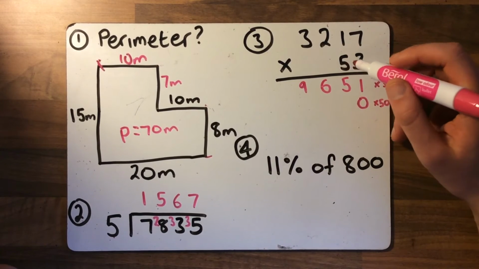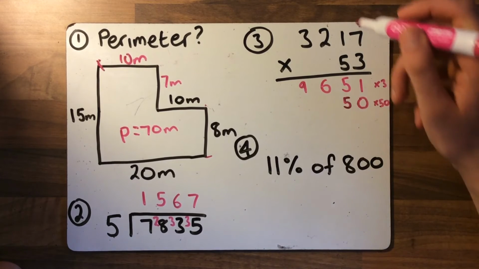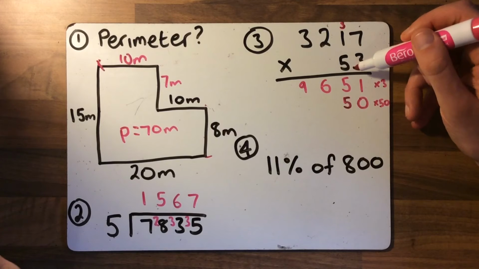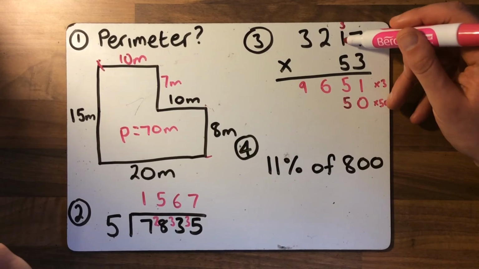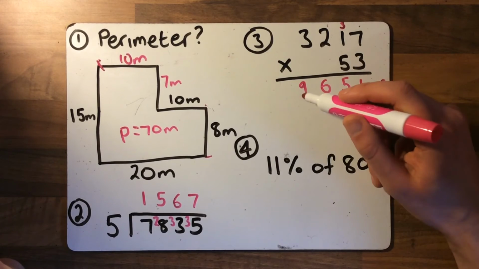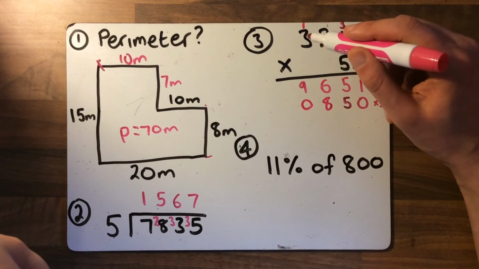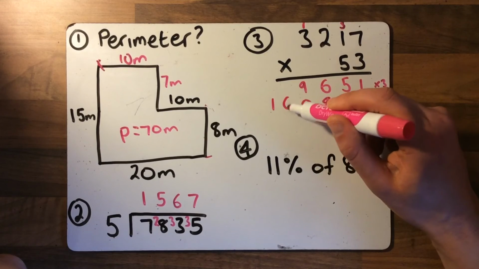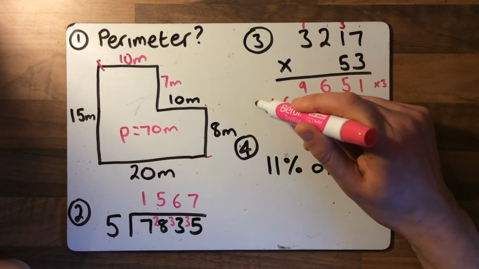So it's just the same as before. So 5 times 7 is 35, so the 5 goes here and the 3 goes over on the next column. And then we move on, don't we? We go 5 times 1 is 5, add the 3 is 8, 5 times 2 is 10, 0 goes there, the 1 over the next column. 5 times 3 is 15, add the 1 is 16. And now we add them up.